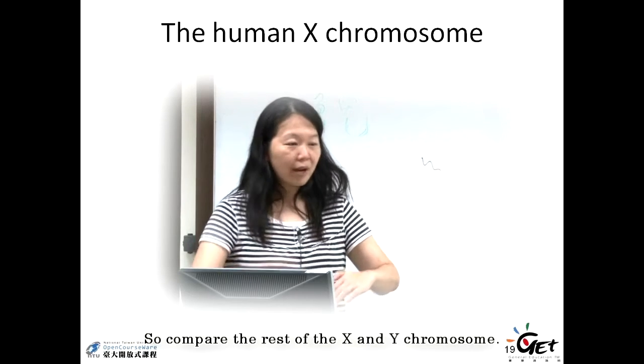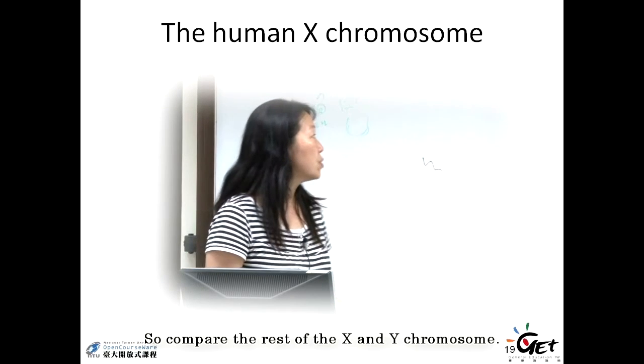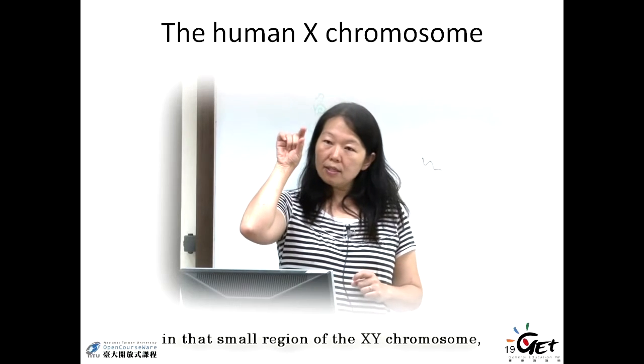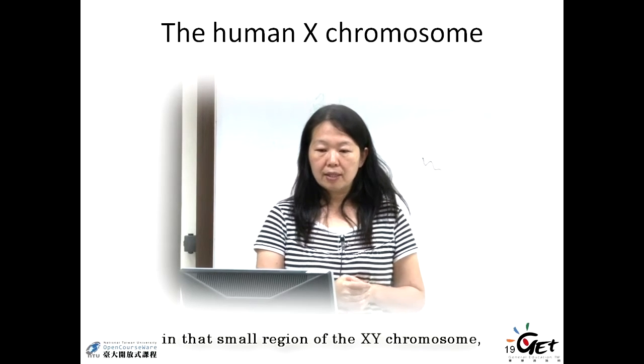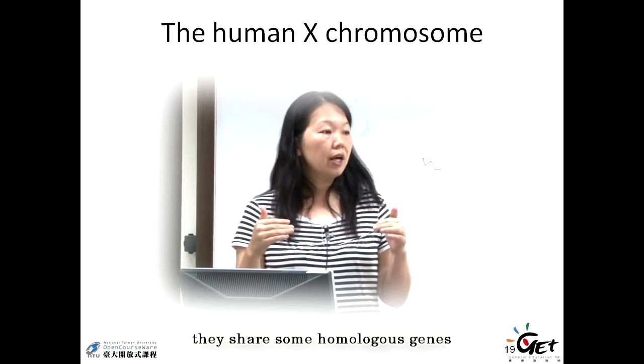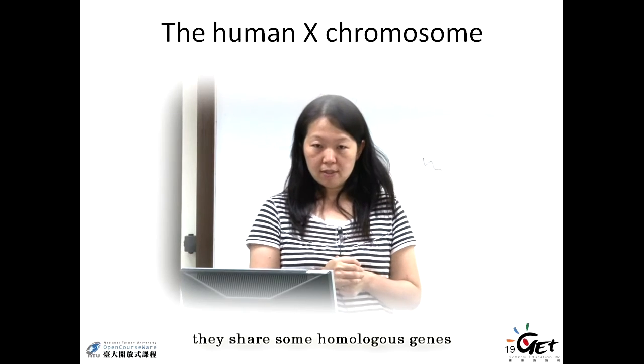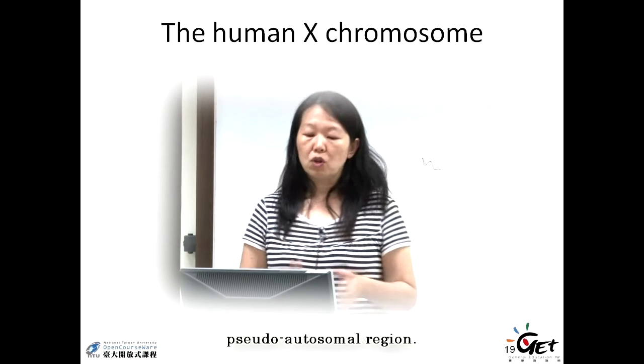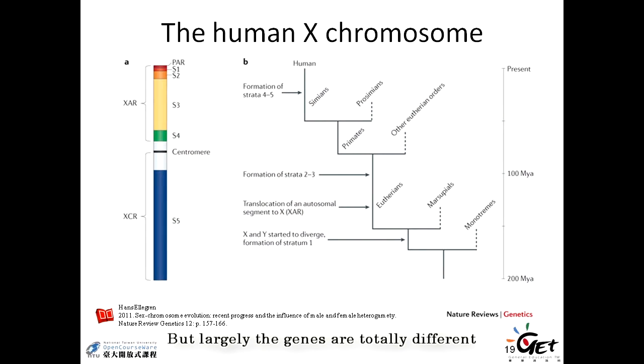Compared to the rest of the X and Y chromosome, in that small region they share some homologous genes. That's why we call it the pseudo-autosomal region. But largely, the genes are totally different between the X chromosome and the Y chromosome.